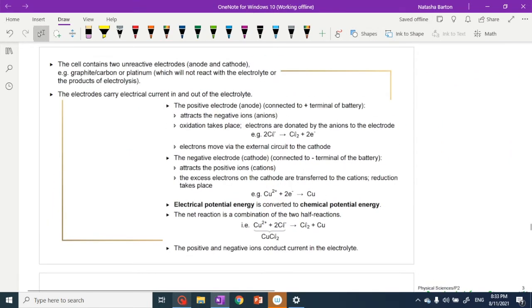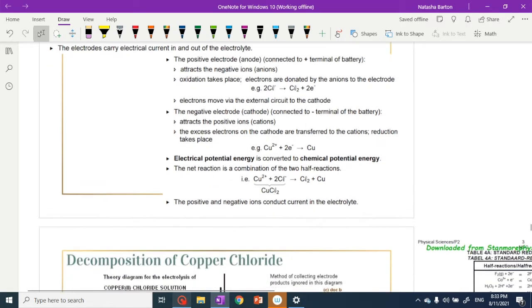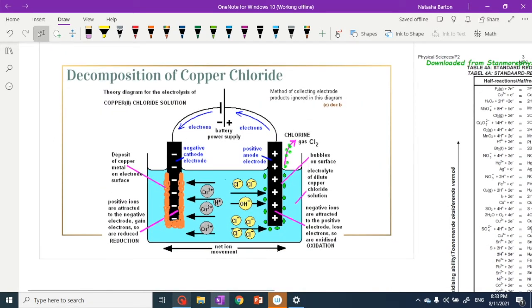I'm going to skip this page. It is in your textbook. And I'm going to go on to the decomposition of copper chloride as an example. The decomposition of copper chloride happens by using an electrolytic cell. One of the key features of this electrolytic cell is that its electrodes are unreactive.